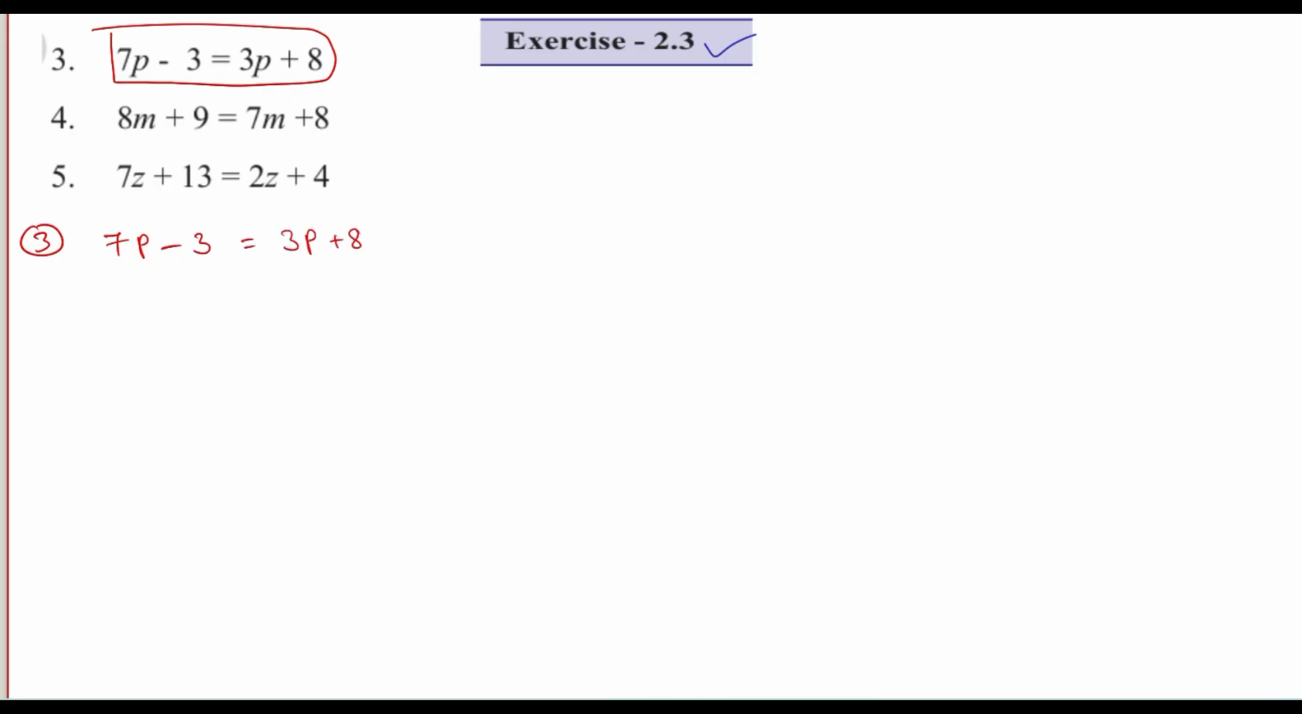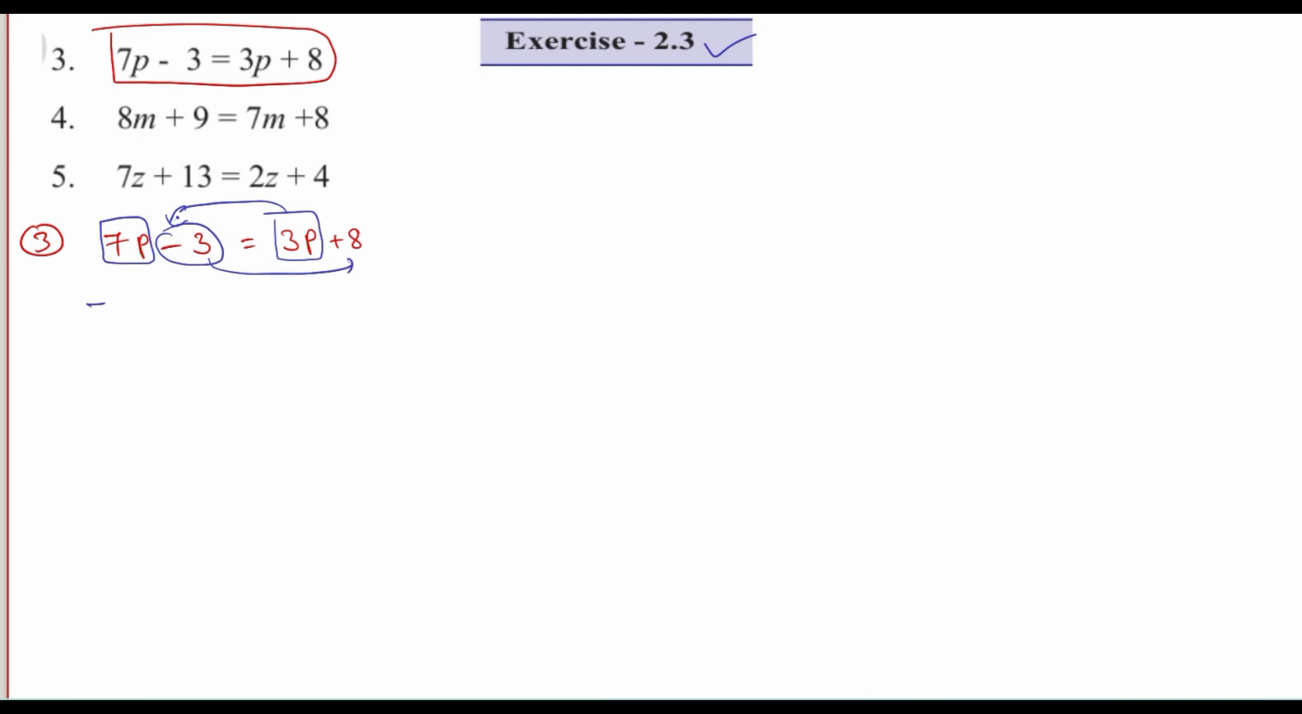Here, to find the solution of this equation, we need to bring all the variable terms to one side of the equation. If you observe, we have a variable on both sides: on the LHS we have 7p, and on the RHS we have 3p, where 3p is less than 7p. So the smaller term should be transposed to the other side. On transposing, plus 3p becomes negative. In the same manner, on transposing the constant minus 3 to the other side, it becomes plus 3.